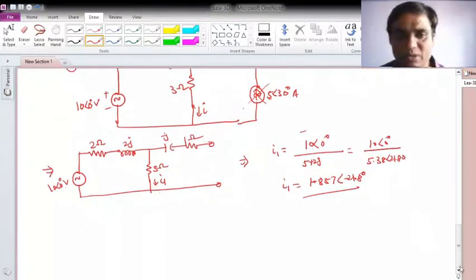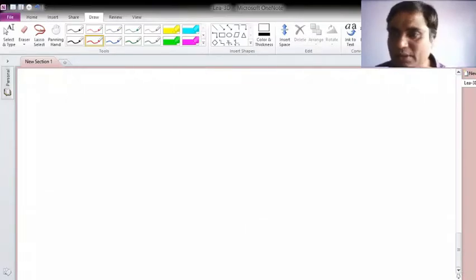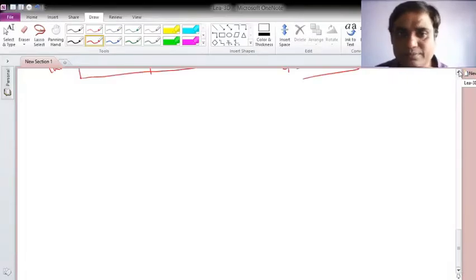Now let me calculate. Now what I will do, I will short circuit this. I will now use this current source 5 angle 30 degree. So if this is the case, how will my circuit diagram be?